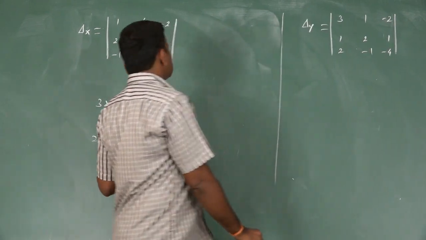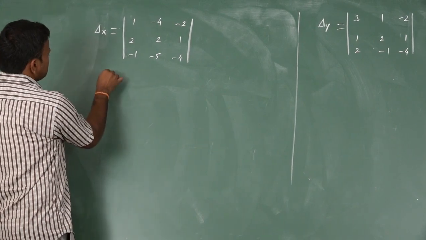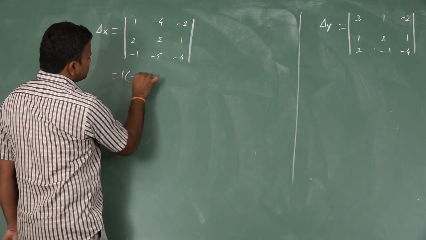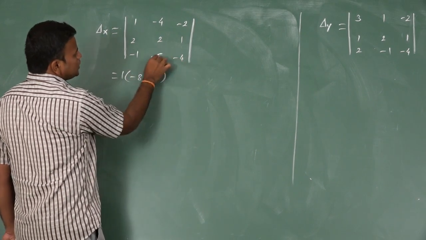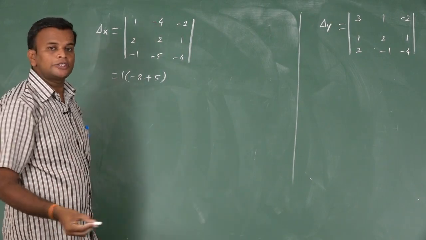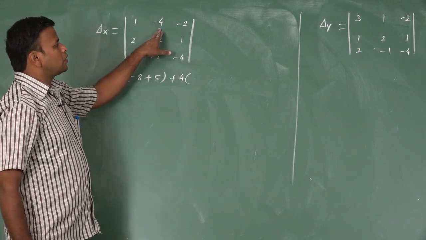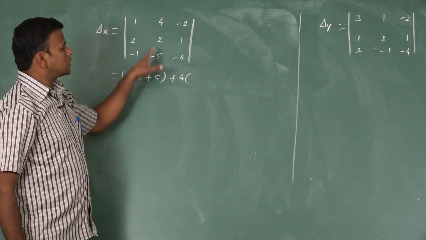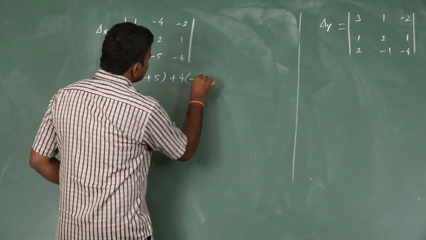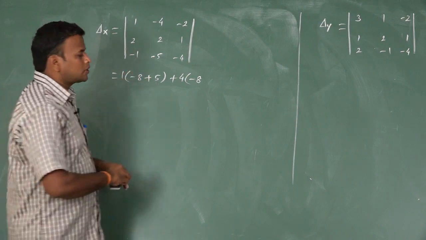Now we find the value of these determinants. The value of del x. First we find 1 of minus 8 plus 5. Minus and minus is plus. The sign of the number minus 4 is minus, so minus and minus is plus. Plus 4 of, we leave the number minus 4's row and column. We leave first row, second column. 2 into minus 4 is a minus 8. We multiply these two elements with a minus sign, so the final answer is a plus 1.